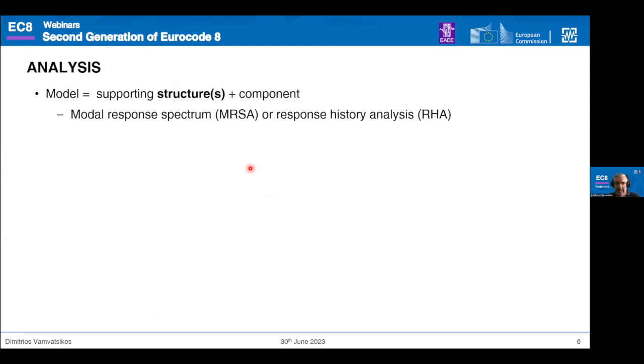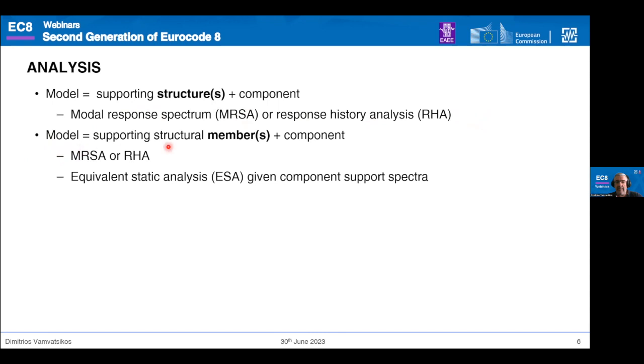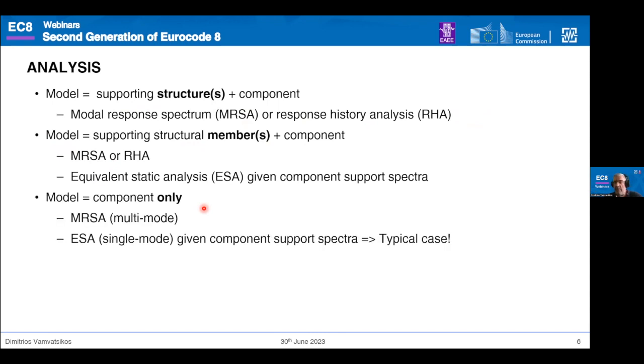Now, how are you going to do the analysis? Well, if you're going to be modeling, of course, it depends on what you're modeling and what you're analyzing. If your model is the supporting structure and the component, that's the tough case. You can use MRSA, response history analysis. If your model is supporting member and component, then MRSA, response history analysis, or potentially you can also use an equivalent static analysis, given that you have figured out the component support spectra. So the spectra of motion, if you will, the absolute accelerations at the supports of the so-called flexible beam or floor underneath the component. And the typical case is the case where you have only a component to figure out. And in those cases, you can use MRSA, you can use ESA, and typically you use floor spectra, if you will. And this is the case, and this is where we're going to focus.